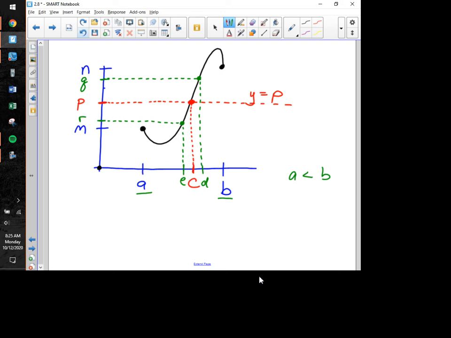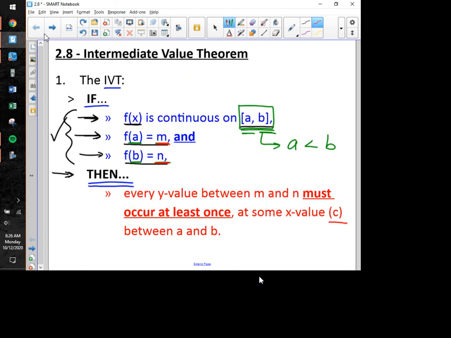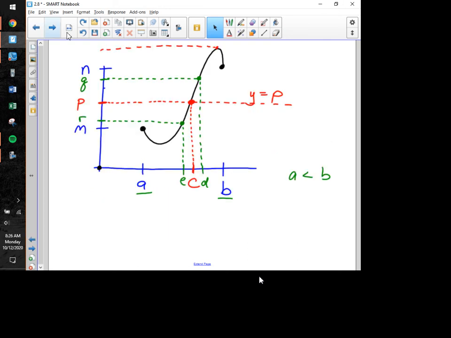Now, what I want to make sure everybody understands is that there are y values in this curve, for example, maybe right up here, that are not in between m and n. The intermediate value theorem doesn't say anything about y values that occur outside of the range from m to n. They might occur, they might not occur. The theorem isn't saying anything about that. It is only saying, everybody, that if you've got a y value in between m and n, that y value has to occur at least one time on this interval.